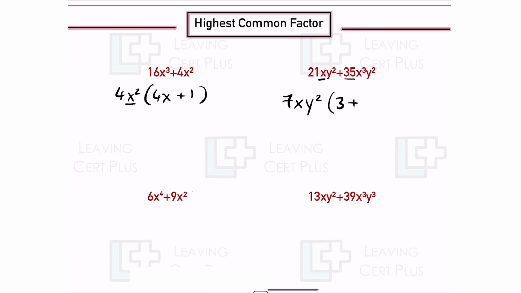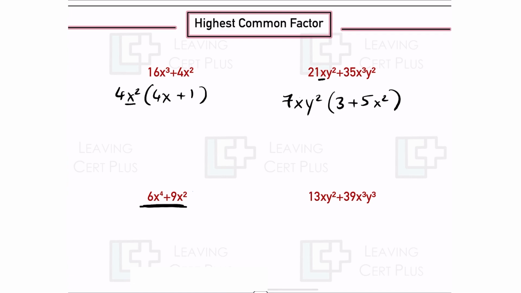7 by what is going to give me 35? The answer is 5. Then we've got x multiplied by what is going to give me x cubed. I need to multiply by x squared here. So x squared by the x will give me that x cubed. Then I've got a y cubed or y squared, and I'm happy enough. That's all I need. So this is the answer.